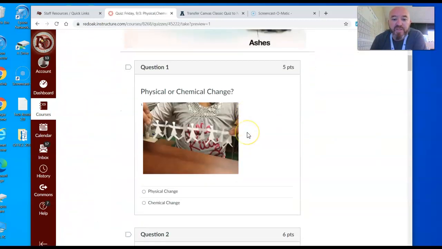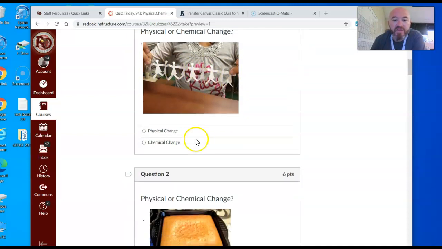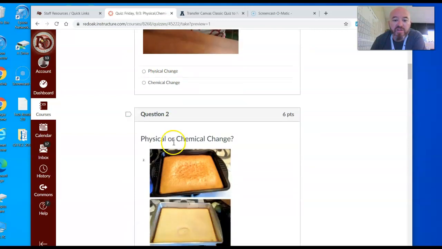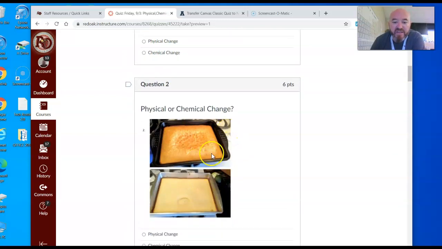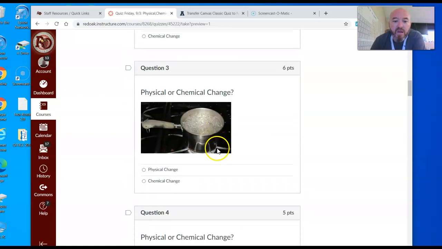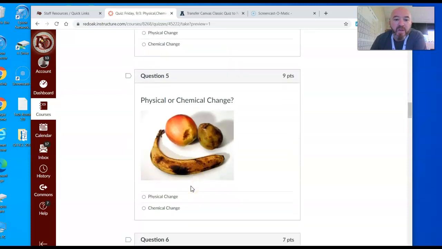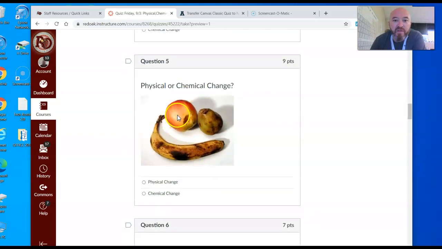All right. So question 1, is this a physical or chemical change? Cutting paper in two shapes. Is that physical or chemical change? Question 2, is baking this cake a physical or chemical change? Question 3, is boiling a pot of water a physical or chemical change? Question 4, is ice melting a physical or chemical change? Question 5, fruit that is rotting, is that a physical or chemical change?